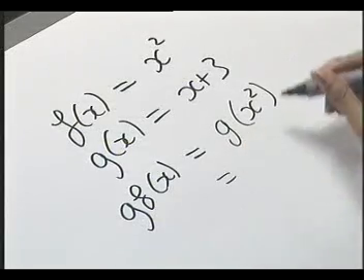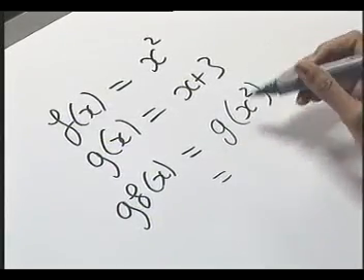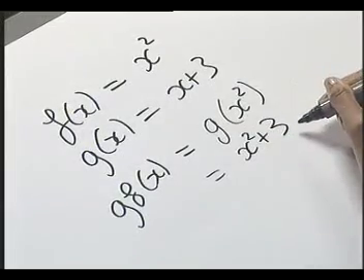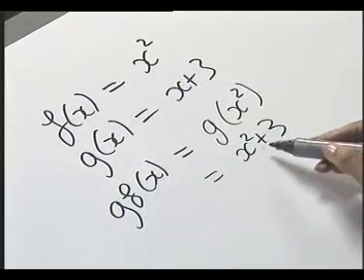Now, since g just adds 3 onto a number, g of x squared is x squared plus 3. So g f of x is x squared plus 3.